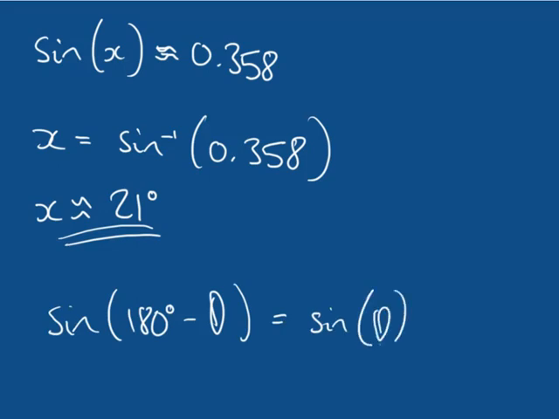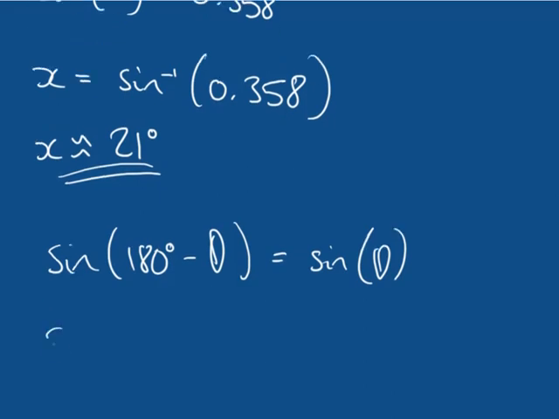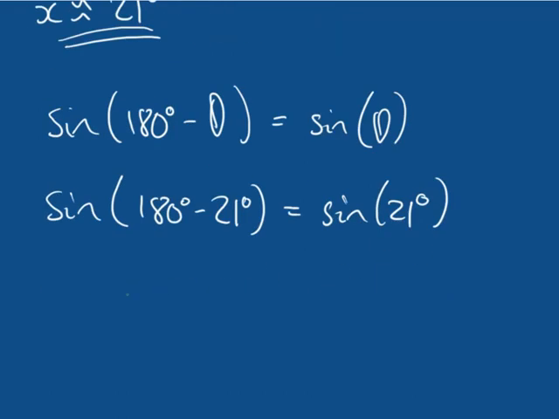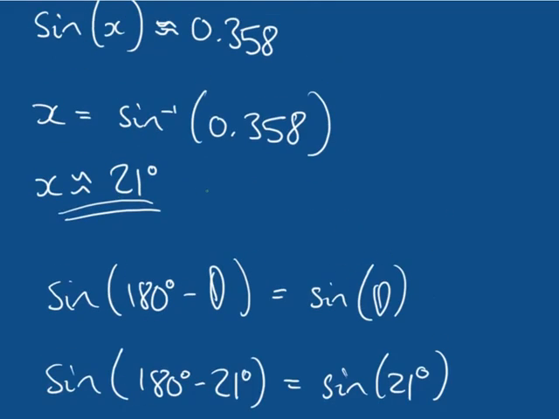So therefore, when we calculated the inverse sine of our value of 0.358, and that gave us x equal to 21 degrees, there's actually another angle that would satisfy a sine of 0.358. And that is the fact that sine of 180 degrees minus 21 degrees is equal to the sine of 21 degrees. So that other angle is 180 minus 21, which is 159 degrees. So x not only equals 21, but it could also be 159 degrees.